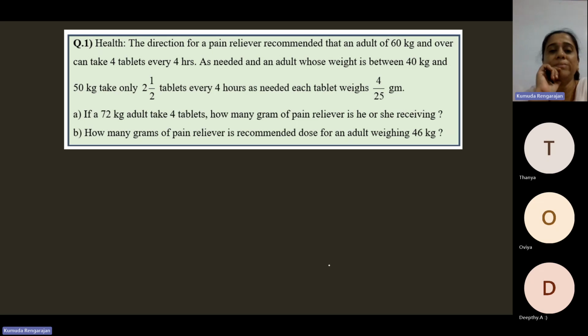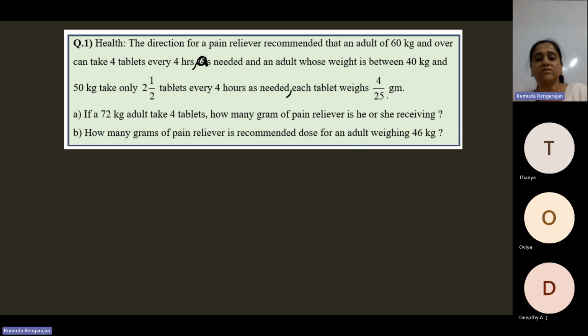The direction for a pain reliever recommended that an adult of 60 kgs and above can take 4 tablets every 4 hours as needed. And an adult whose weight is between 40 kgs and 50 kgs can take only 2.5 tablets every 4 hours as needed. Okay, it's not punctuated properly, sorry.